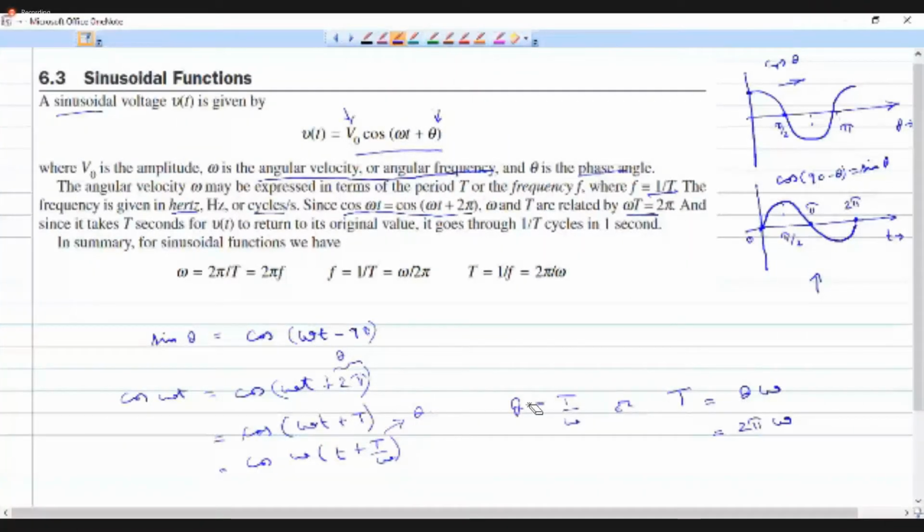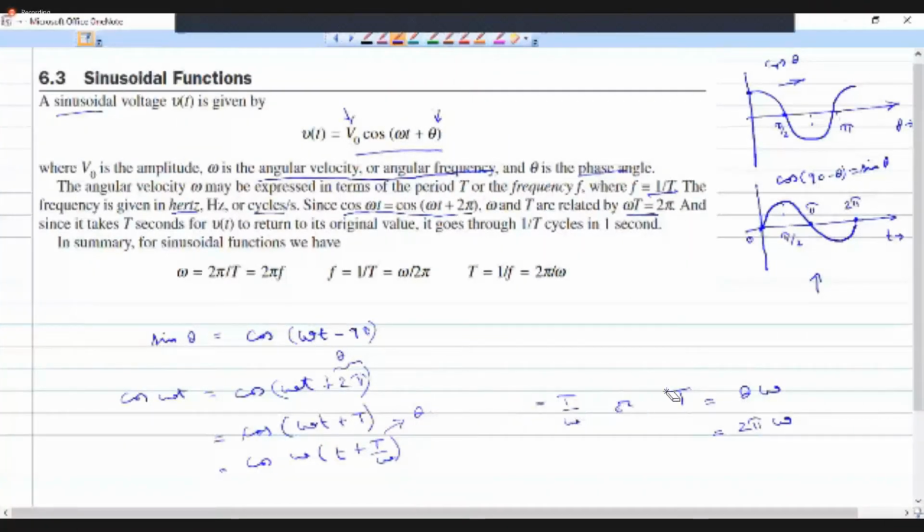Sorry, I made a mistake here, some understanding problem. So coming back here, we know that the cosine function is a periodic function. So we can write cos of omega t. Let us start from here. Cos of omega t could be written as cos of omega t plus 2 pi, because we know that the cosine and sine functions are periodic with period equal to 2 pi.